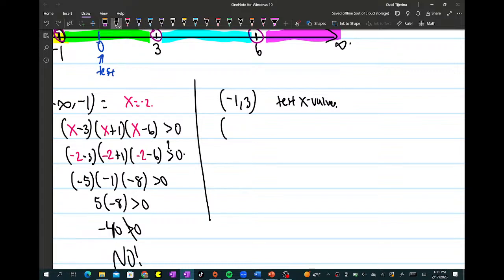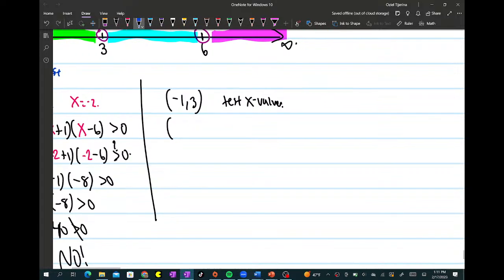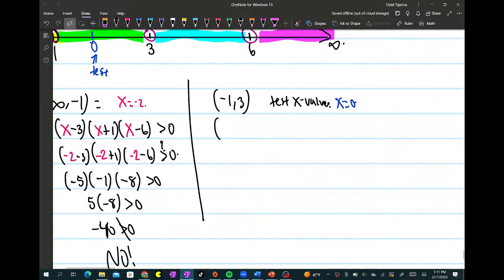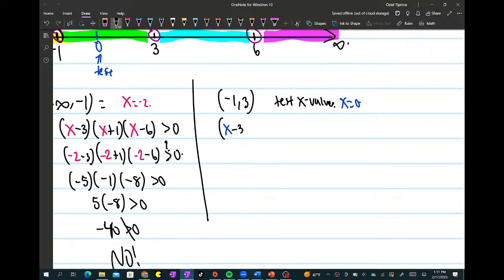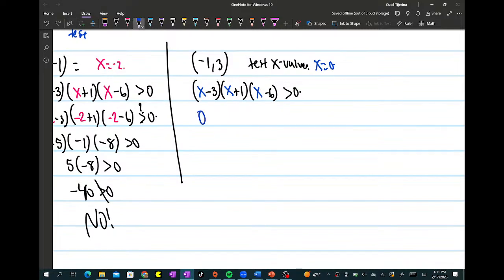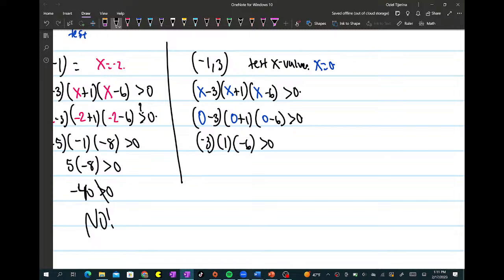Again, I'm going to write my expression. So I have the quantity x minus 3 times x plus 1 times x minus 6 is greater than 0. I'm going to plug it in, so I have 0 minus 3 times 0 plus 1 times 0 minus 6 greater than 0. This becomes negative 3 times 1 times negative 6 greater than 0.